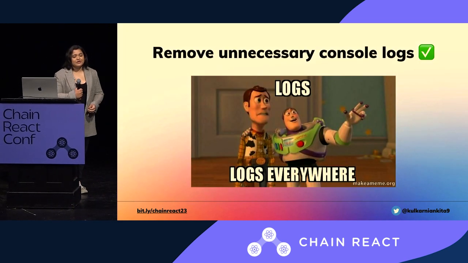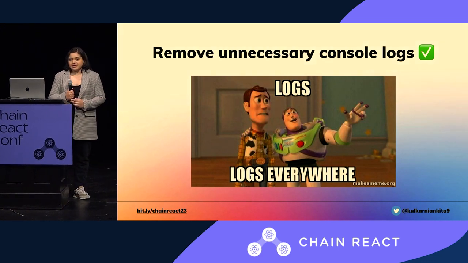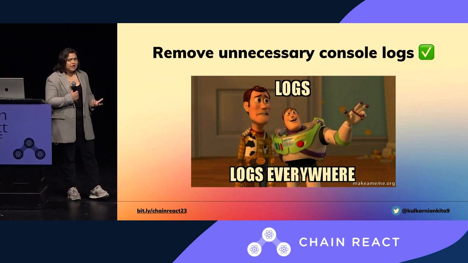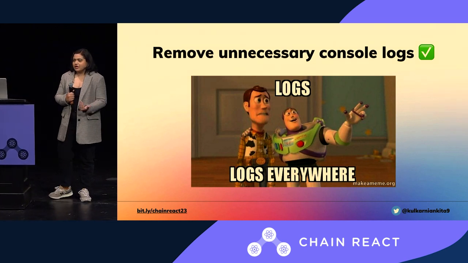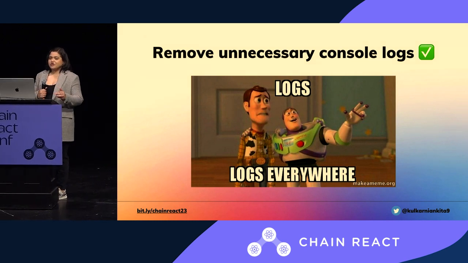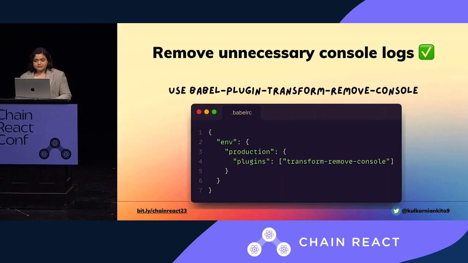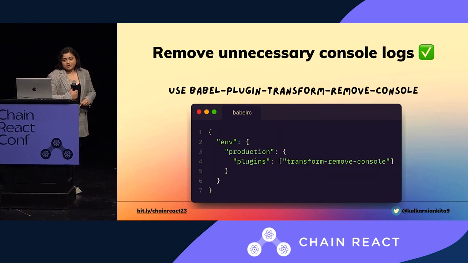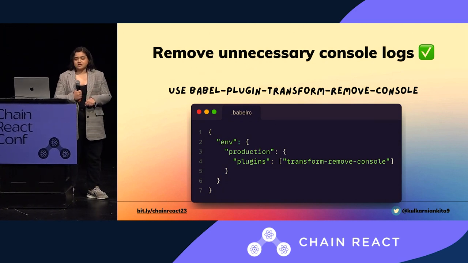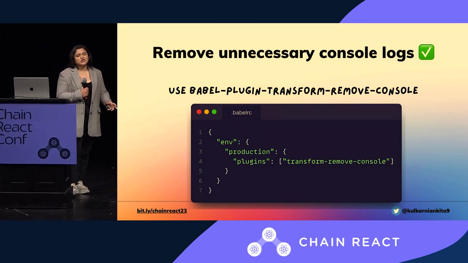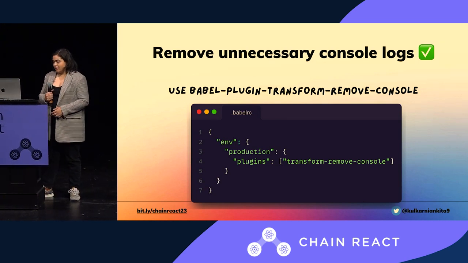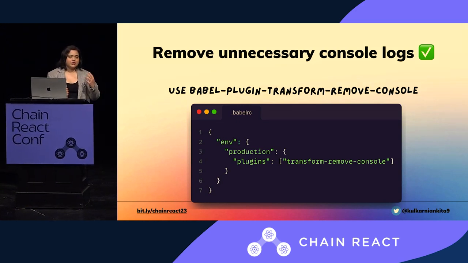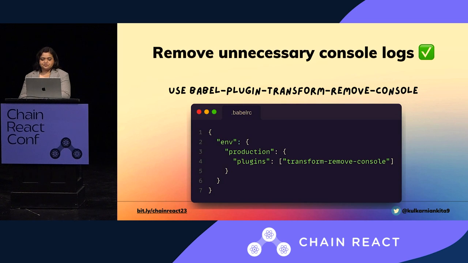You also want to remove any unnecessary console logs. Now, you might be used to using a logging library such as Redux Logger or any sort of logging library. You want to make sure that you remove any console logs that ship into the bundle. For that, you could use a plugin and add this specific line in the .babelrc file. This will remove any unnecessary console logs that get added to the bundle. And again, you don't want to log every single thing, but you want to log the things that you really care about.